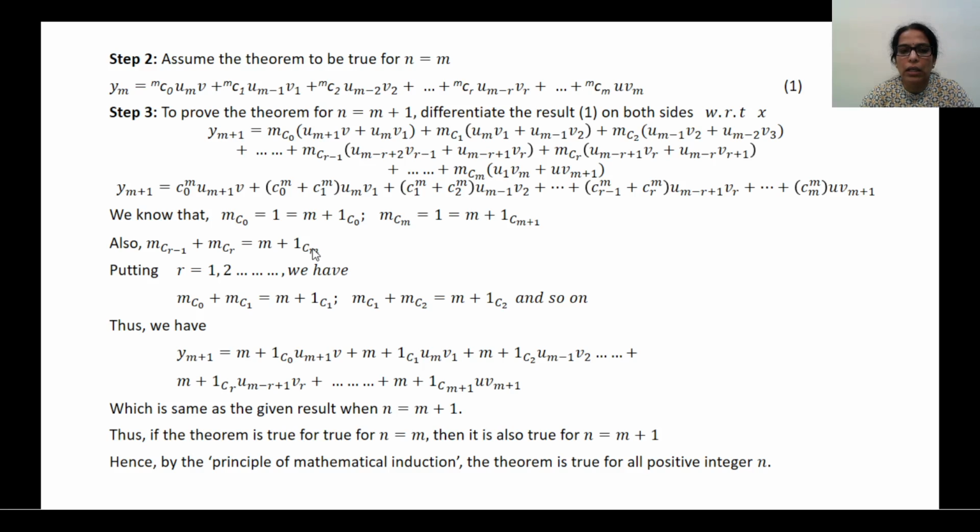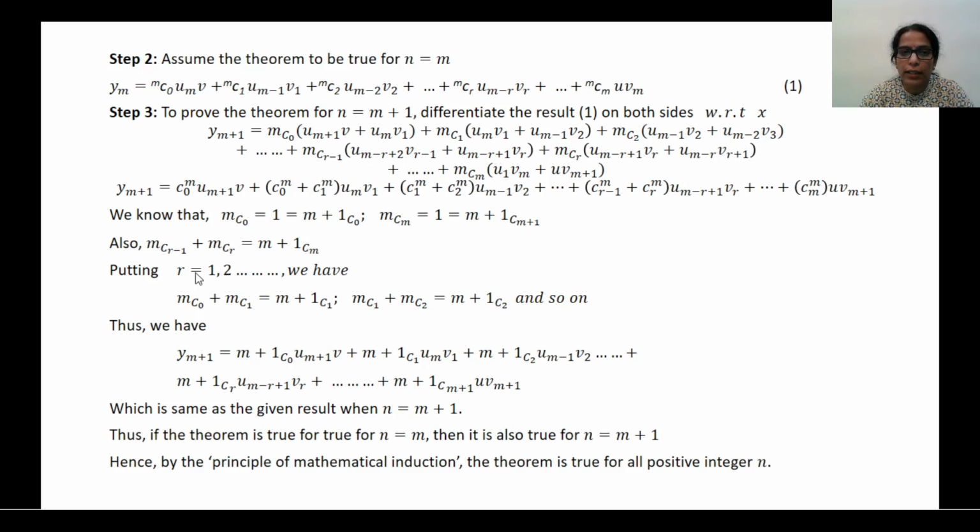This is r. Okay, this is r. This result, we also know this result. Observe once again, mCr minus 1 plus mCr is nothing but m plus 1 Cr. Right.